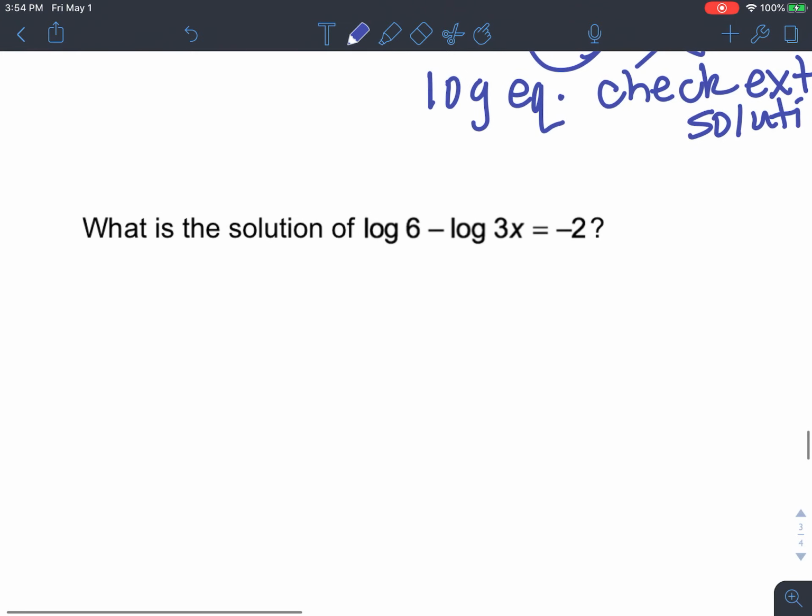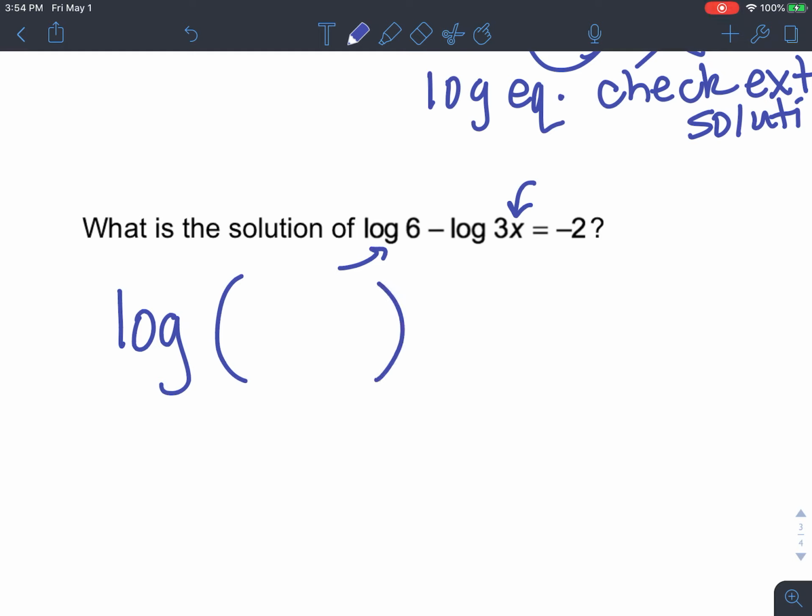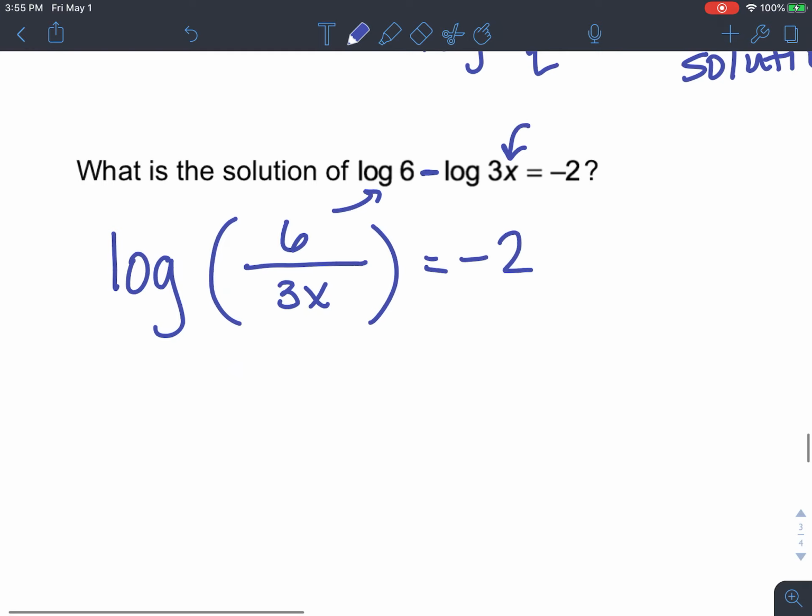It's just like we're solving a radical equation. Okay, let's try this one. So we have to find x, but x is stuck inside this log. There's another log nearby, so I could combine this into one log. That's not the only way I could do it, but this is one way. So 6, and I have a minus here, so that's going to mean division, over 3x equals negative 2.